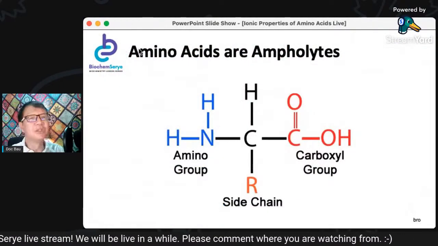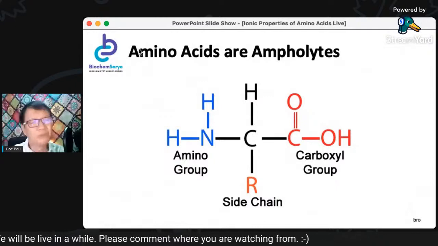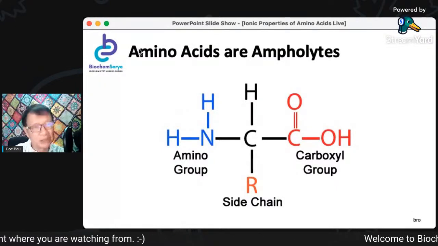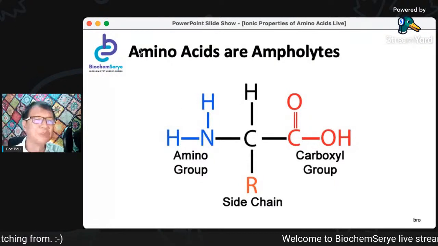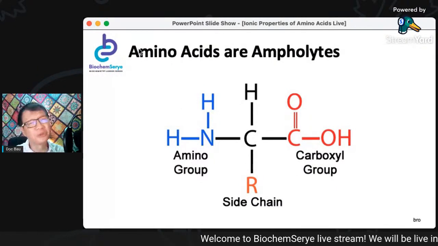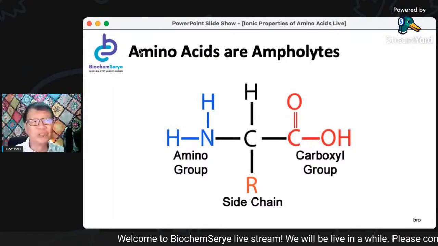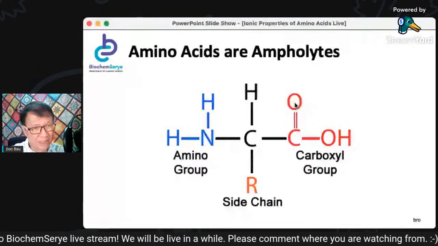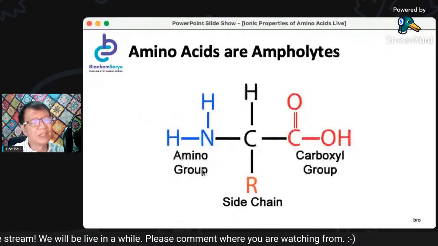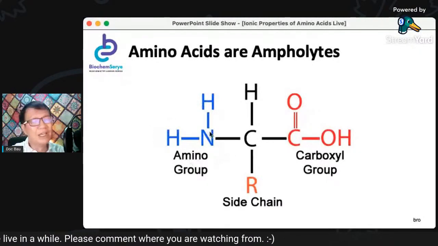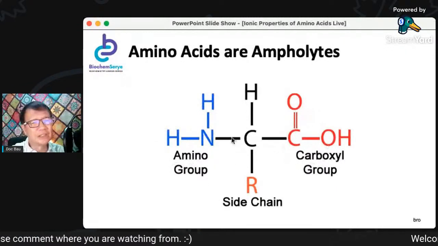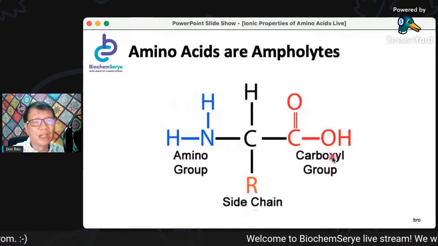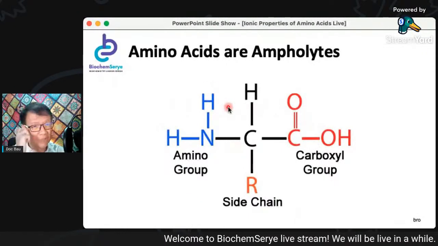So to start with, what are amino acids? We'll start from the basics, then we'll slowly build up to the more complicated parts, because we really have to go into chemistry to really understand this. So amino acids are basically carboxylic acids, with an amino group. So this is the generic structure of all amino acids.